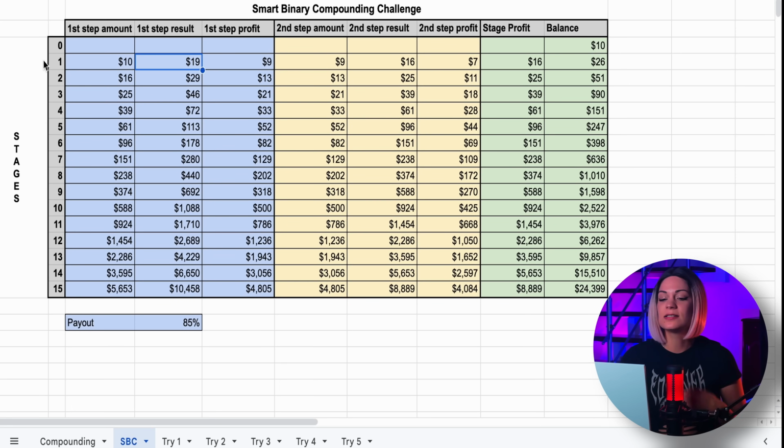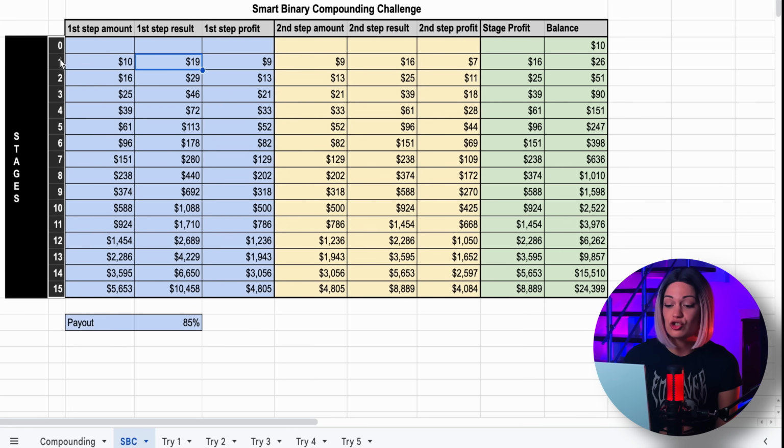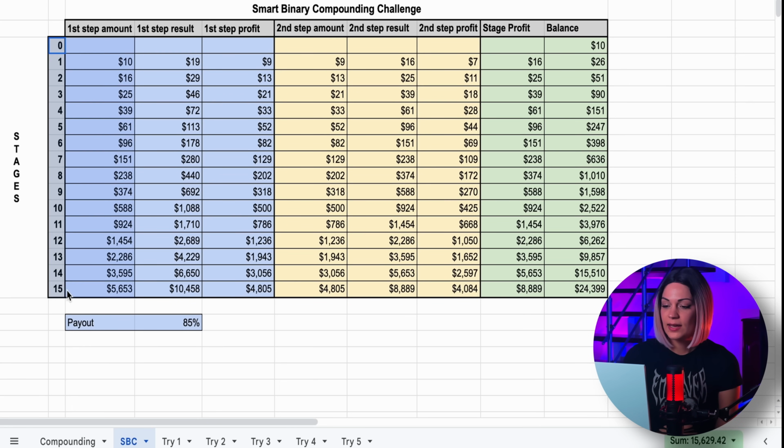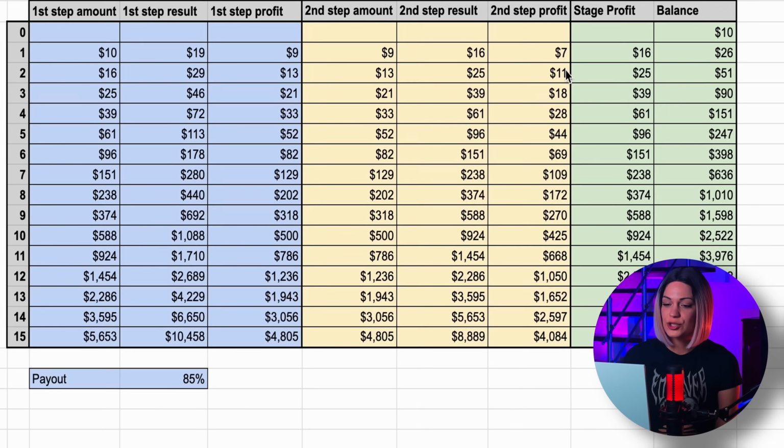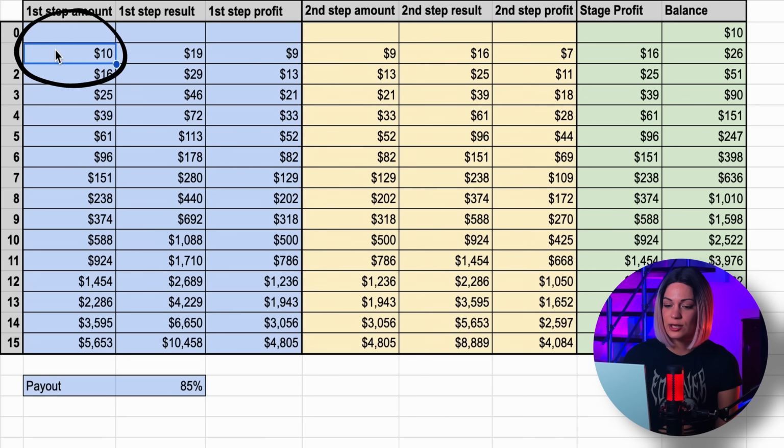So our table consists of 15 stages. We see them right here. And if we do all of them, all the 15 stages, if we can pass through all of them, our balance from $10 is going to turn to $24,399. It sounds insane, and I know it, but you will understand why it is actually a bit more possible than you think. So we start our challenge with stage 1, first step.